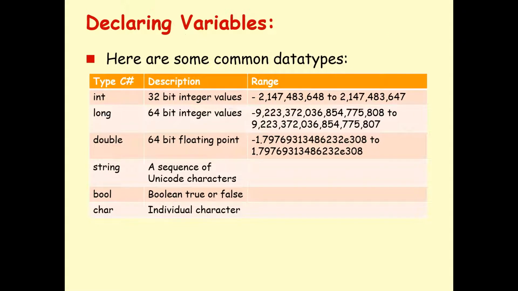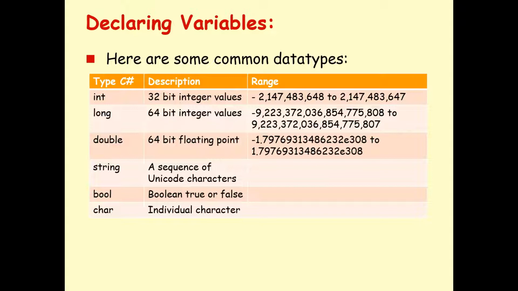Here is a list of some of the common data types. We've got int for 32-bit integers. We've got long for 64-bit integers, double for 64-bit floating point numbers, string for our characters, bool for your boolean true or false values, and char just to store an individual character.